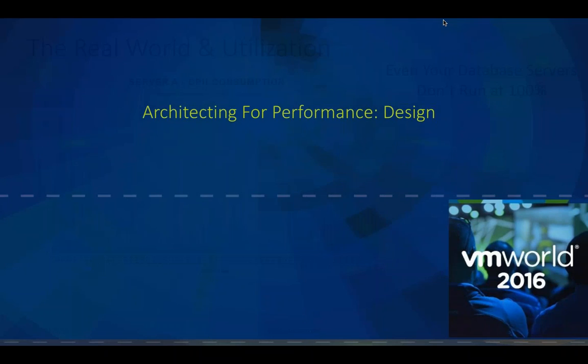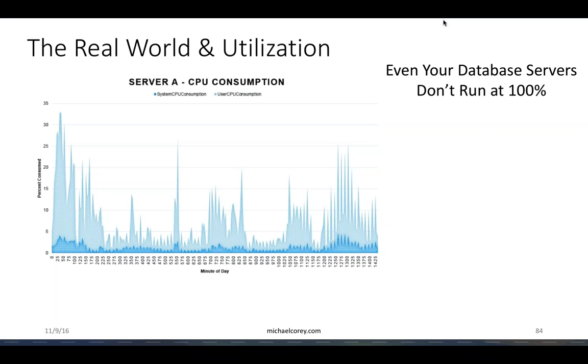Okay. Mr. Klee provided a real-world utilization chart for one of his databases. And what you see is all these peaks and valleys. So even your database does not fully utilize everything because of all those peaks and valleys. What that means is that it is a candidate for consolidation.